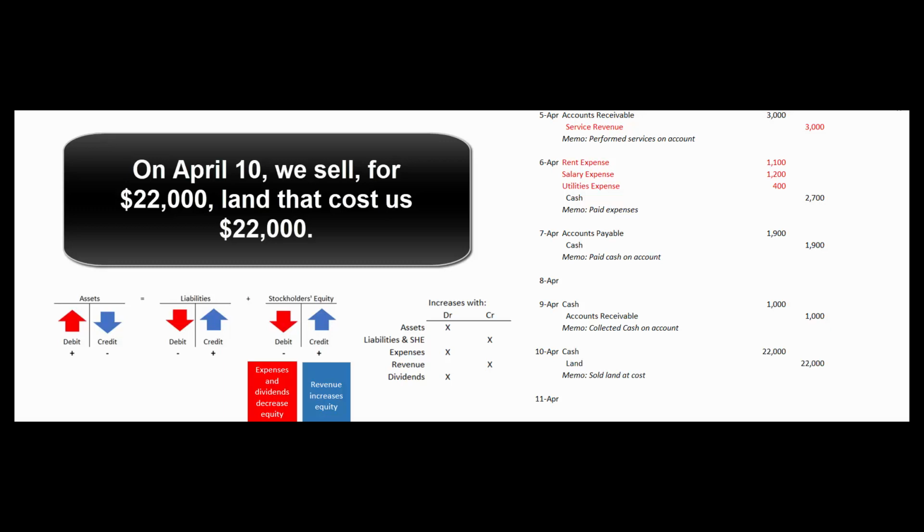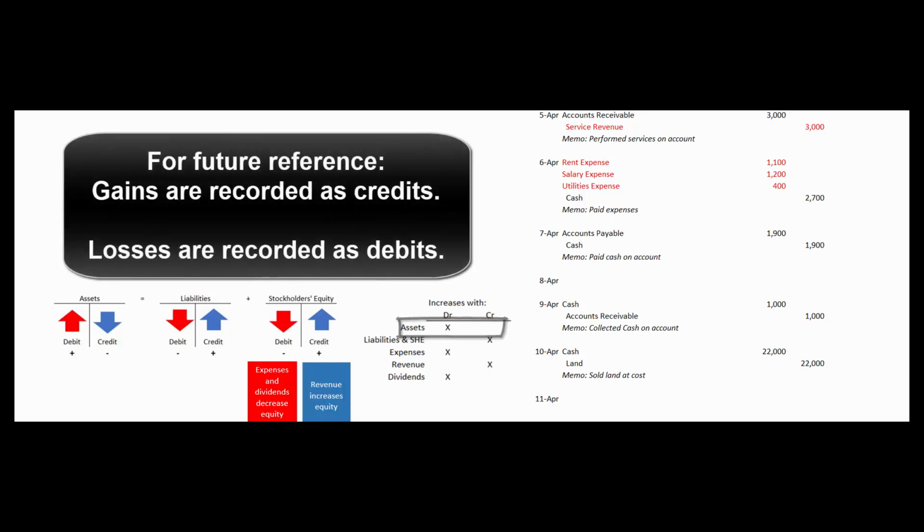I hope you got it. Cash is an asset, so it increases with debits. We debit cash for $22,000. Land is an asset, so it decreases with credits, so we credit it for $22,000. If we had sold it at a gain, if we sold it for more than $22,000, we'd have a gain, which is a credit. If we sold it for less than $22,000, we'd have a loss, which would be a debit.